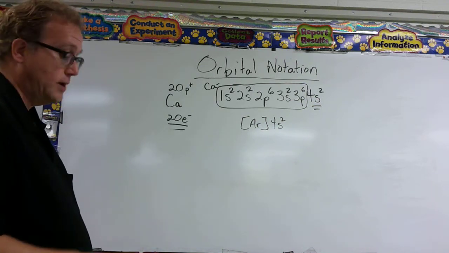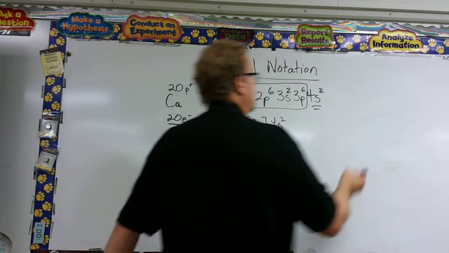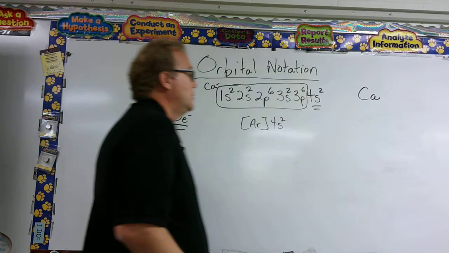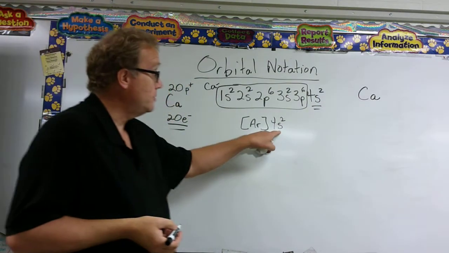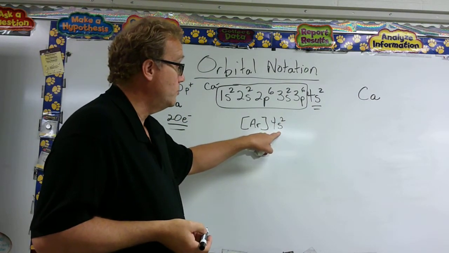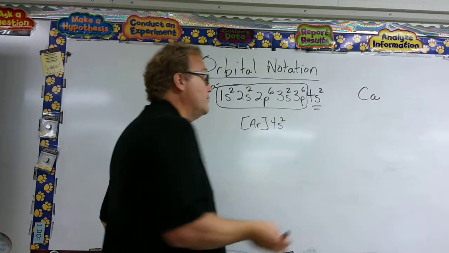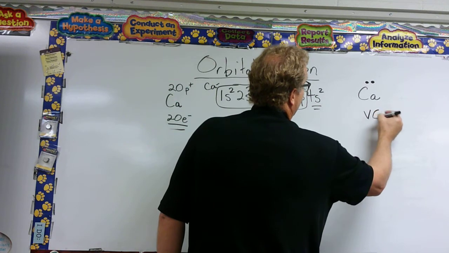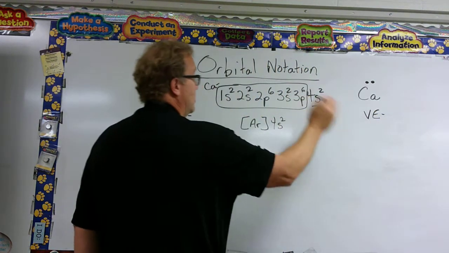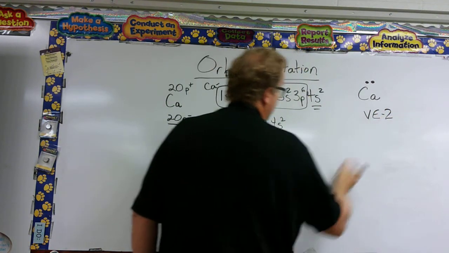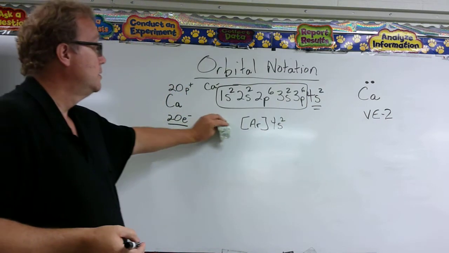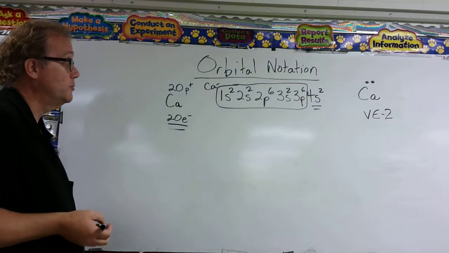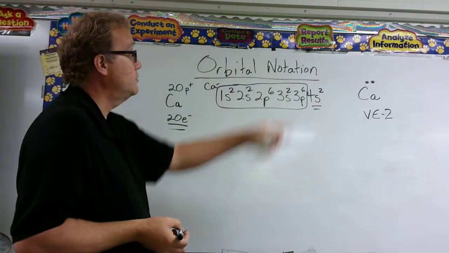Now if I want to do my dot diagram, my dot diagram is going to be Ca, and my highest energy level, which is the 4, would be the fourth row, has 2 dots. And my valence electrons are now the same thing. How many dots did I draw? 2. Valence electrons? 2. Let's go ahead and erase this because now we're going to do something called orbital notation. And we have to do it for that whole thing.